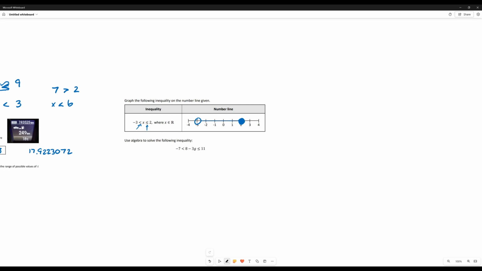It's happy days. Then you're done. Dusted. Use algebra to solve the following inequality. Now, here's what trips people up. This was actually a Junior Cert question, so Junior Cert Ordinary wouldn't need to do this, but everyone else would need to do this.